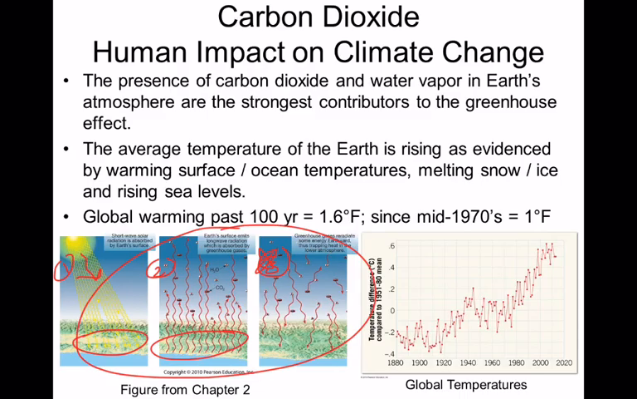So how do we know that Earth is getting warmer? Well, we can take a look at both the surface temperatures and the sea surface temperatures.